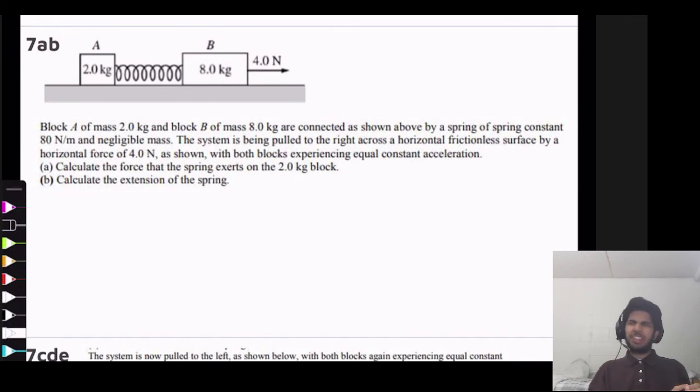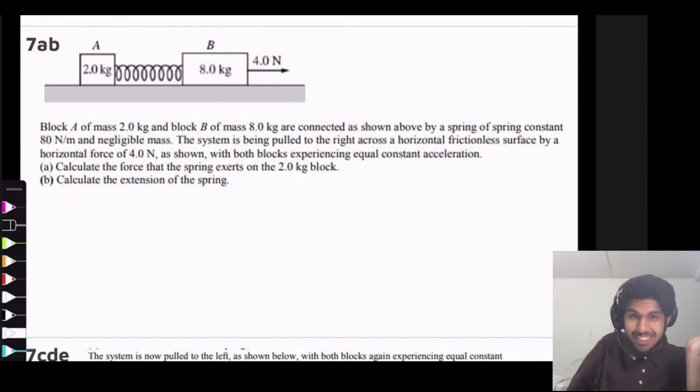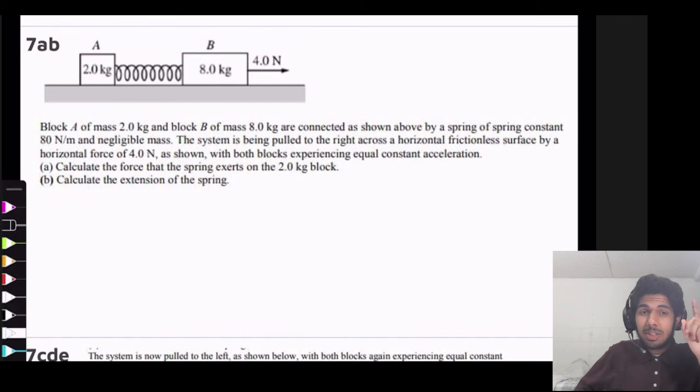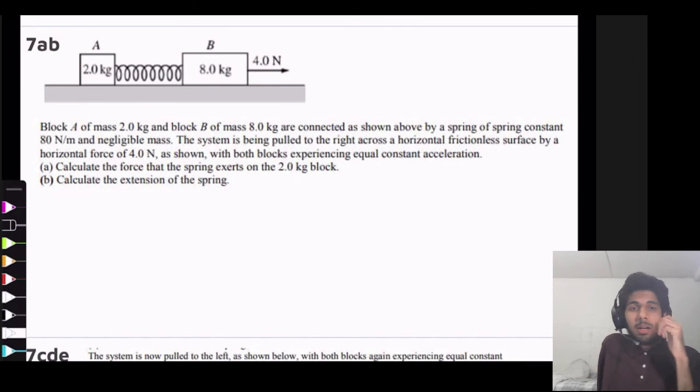Alright, so we have these blocks that are connected by a spring, which is kind of weird. I think we've seen some things where blocks are connected with a string, but this is a spring, which is slightly different. We're given the spring constant, and the spring has negligible mass, so that's good. The system is being pulled to the right across a horizontal frictionless surface by a force of 4 newtons, and both blocks are experiencing equal constant acceleration. Then we want to find the force that the spring exerts on the 2 kilogram block.